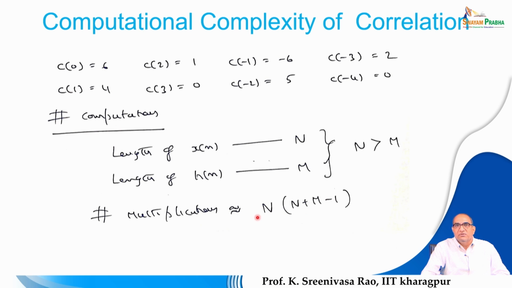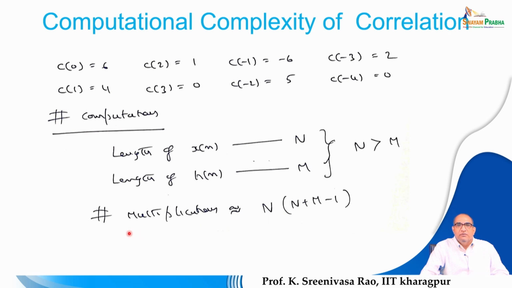Sorry, it is not n, you will get m, the lesser sequence, because at any point of time if you look at the overlap, you can observe only as much overlap as the length of the shorter sequence. So here also it is a mistake, it is not n, this will be m times n plus m minus 1, because this is the shorter sequence, and the number of products will be at most m in each evaluation.